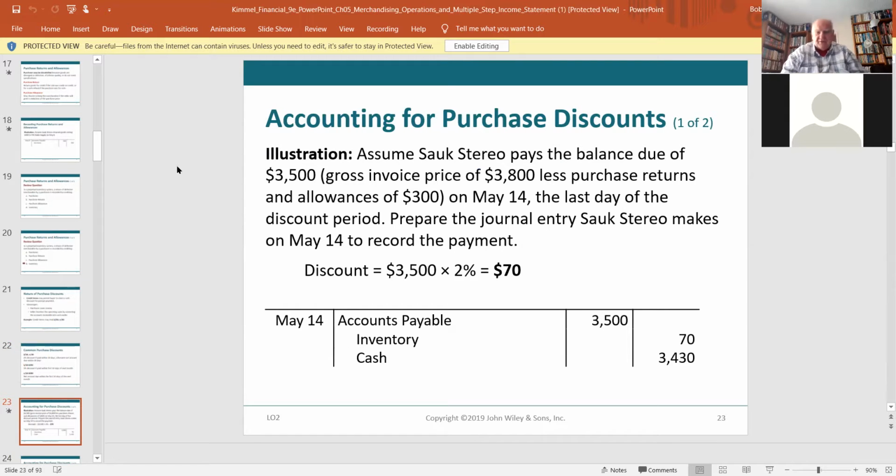So they paid the balance of the $3,500. We originally had a purchase of $3,800 and they returned $300. Now we have $3,500 we owe, but we paid within the parameters of 10 days. So therefore, we're entitled to a 2% discount. 2% of $3,500 is $70. We're going to credit inventory since it's a perpetual system. We're going to credit cash for $3,430. And what we did was we settled a $3,500 debt with only $3,430.